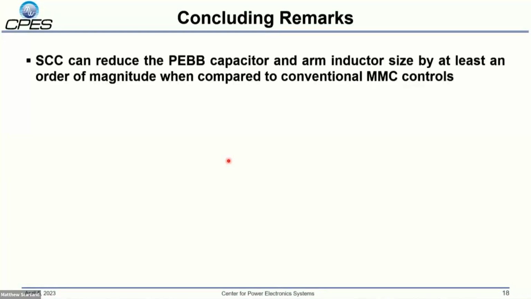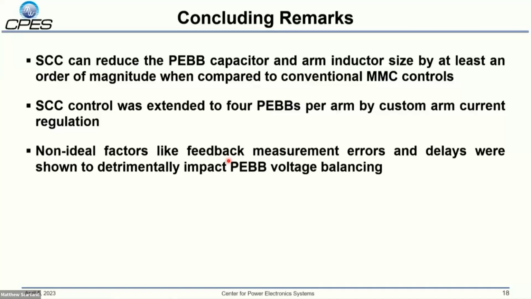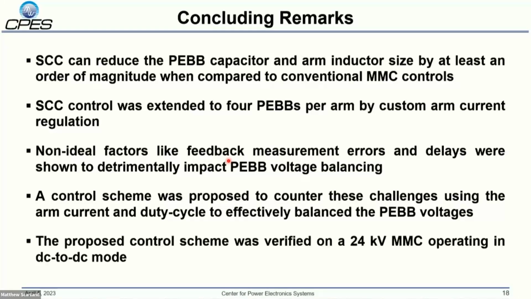In conclusion, we developed this switching cycle control that can reduce the PEBB capacitor and arm inductors by at least an order of magnitude, and at least an order is on the conservative side. SCC was also extended to 4 PEBBs per arm, and is scalable for multiple cells per arm. We accounted for non-ideal factors like feedback measurement errors and delays, which are detrimental to capacitor balancing, and developed a closed loop to counter these using arm current and duty ratio. And we verified this control for 24 kV MMC operation for DC-DC.